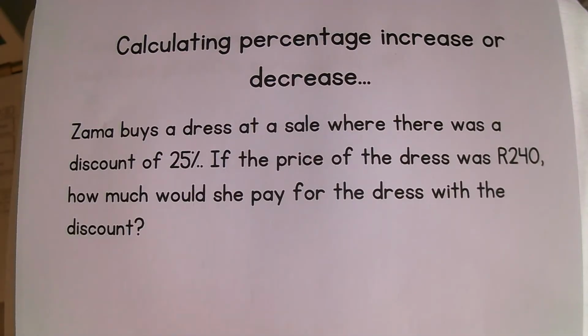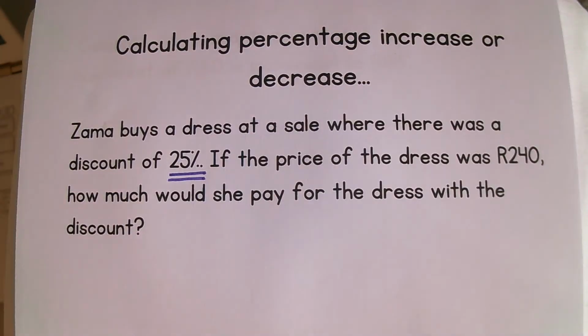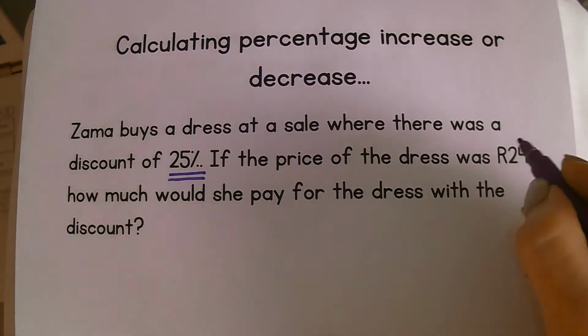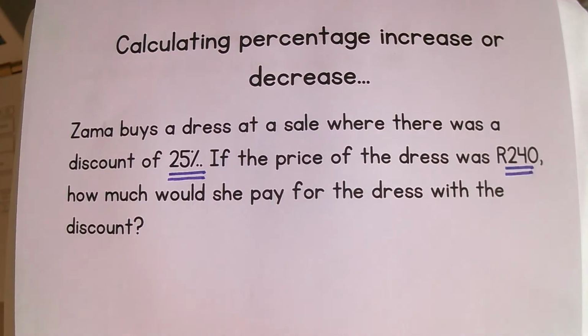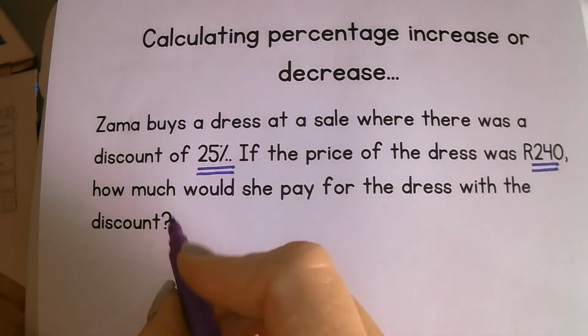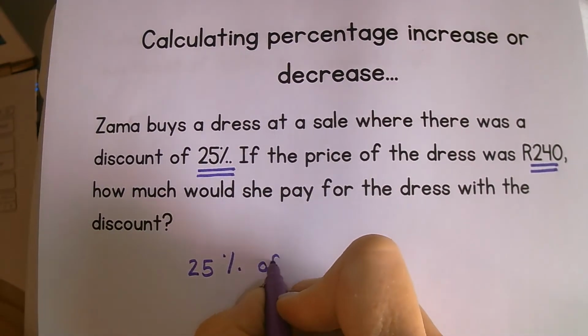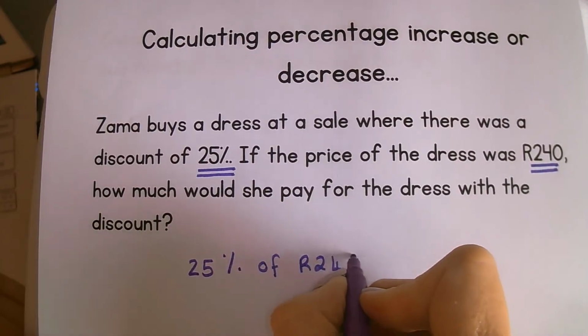Let's look at what we've got. We know that she buys a dress that's on sale, that she gets a 25% discount, and that the price originally is 240 Rand. When we see a discount of 25%, it means we're going to take 25% of the value of the dress and take that away from it. I'm going to show you two methods. With the first method, we're going to work out what 25% of 240 Rand is.